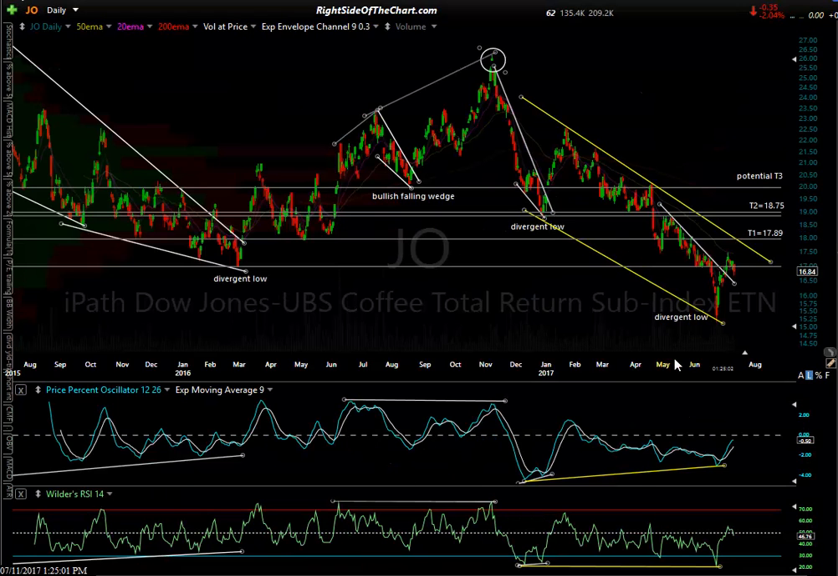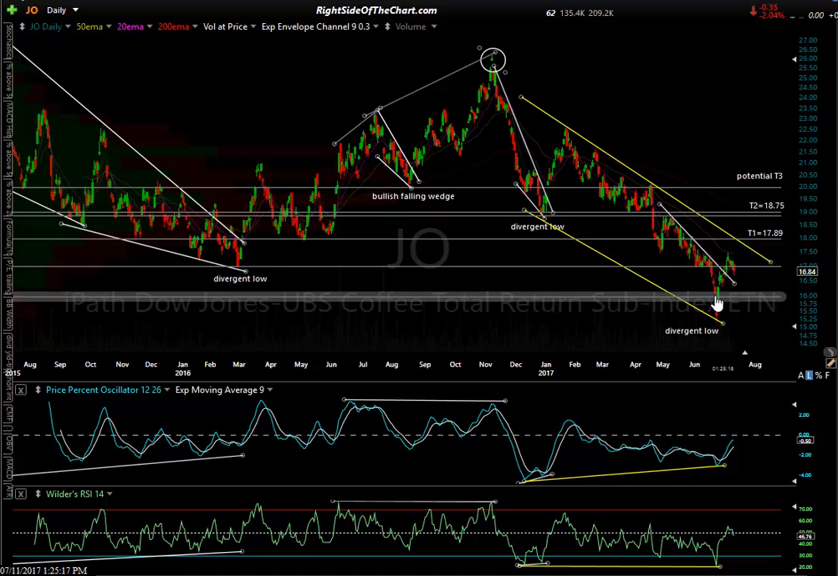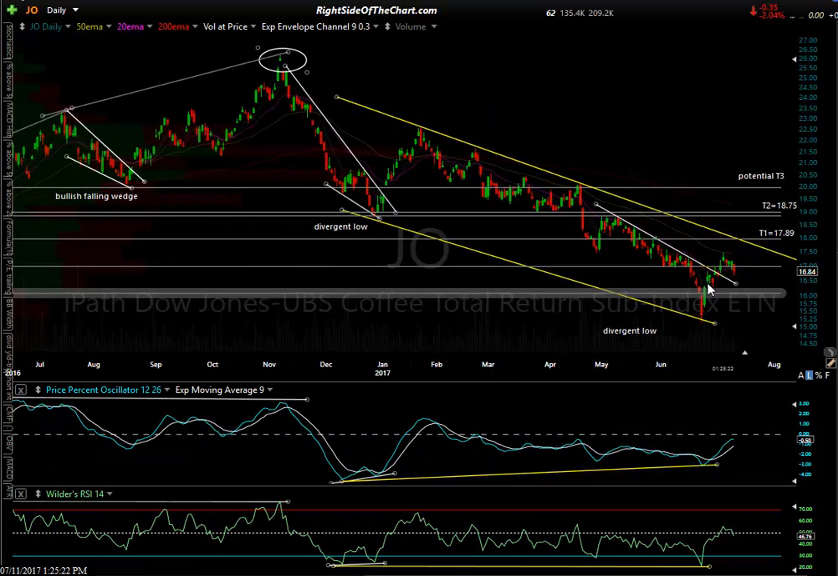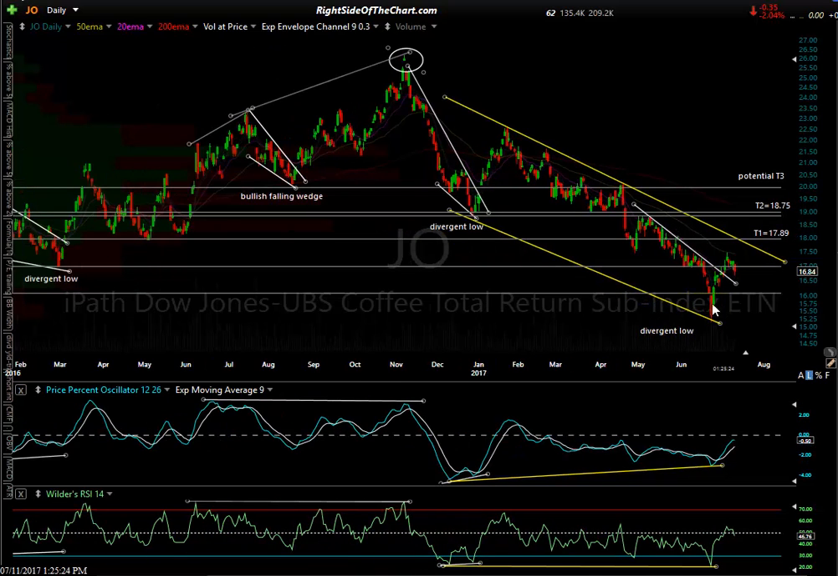JO, this is coffee, the coffee ETN. Nice divergent low. I think we did have this one recently as a trade. It was a textbook stop run on that one. You can see, I think I took my stop off here. I had it somewhere around here, and that big red candle took out the stop, if I'm not mistaken, and that was followed by a huge green candle the next day, and a rally up. That's a stop run. That's very bullish.